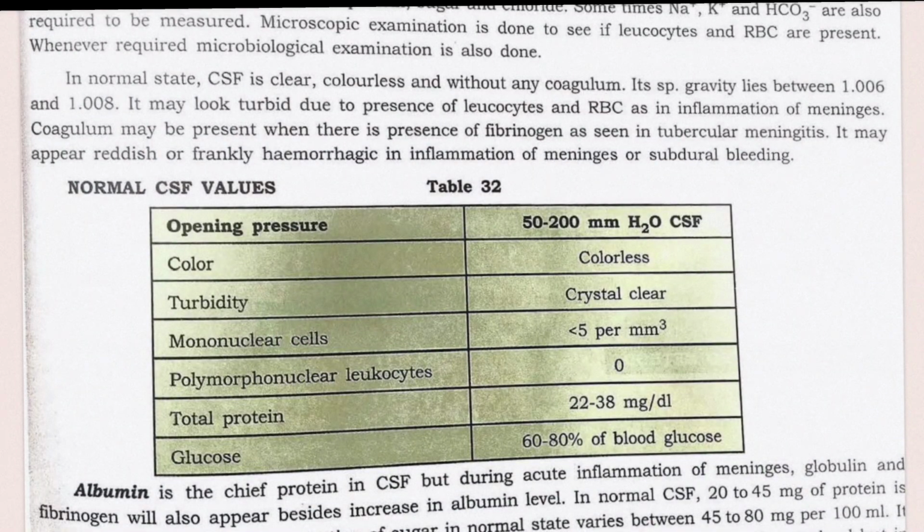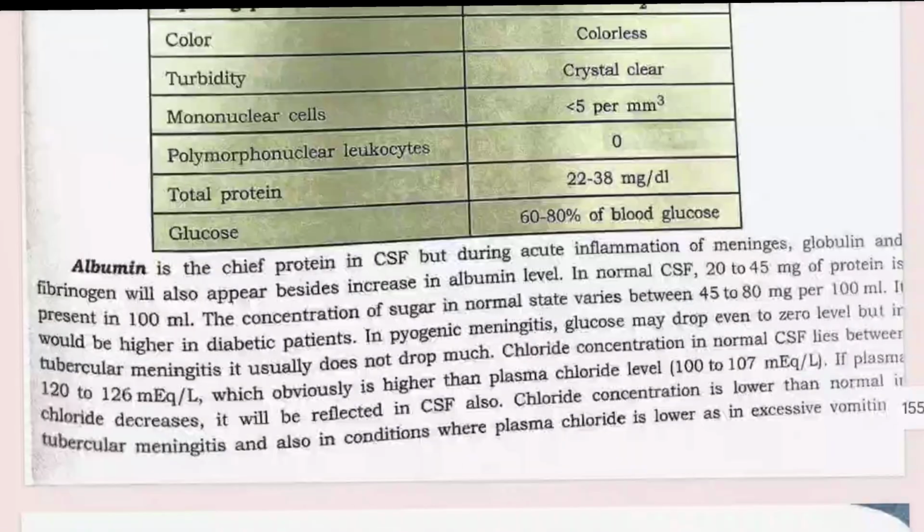Colorless होगा, turbidity crystal clear, mononuclear cells less than 5 per millimeter cube, polymorphonuclear leukocyte 0. Total protein 22 से 38 mg per deciliter. Glucose 60 to 80% of blood glucose. Albumin जो है चीफ प्रोटीन CSF में होता है, but during acute inflammation of meninges, globulin and fibrinogen will also appear besides increase in albumin level.